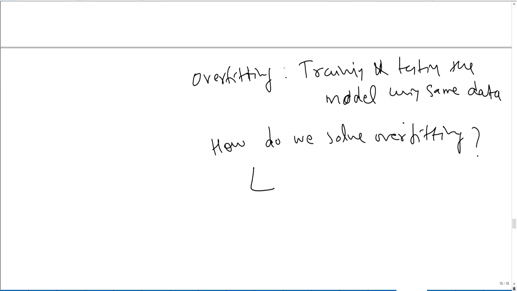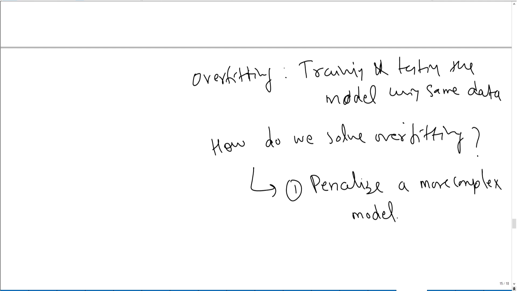So, one approach is this: penalize a more complex model. This stems from the idea that overfitting is a problem that happens when the model is more complex, or when the model has more parameters. What happens when the model has more parameters? Let us say a linear regression with 10 predictors or so. As the number of parameters increases, the model starts learning from the noise in the data. So, the model starts learning irregular features of the data, right.